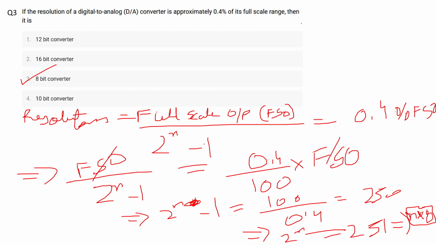So what we did here is we were asked that a resolution of a DAC was 0.4% of its full scale range. So we just wrote the formula for this resolution, that is full scale output voltage by 2 raised to power n minus 1, that is equal to 0.4% of the FSO. So that means FSO by 2 raised to power n minus 1 is equal to 0.4 by 100 into FSO. So that's what we did.